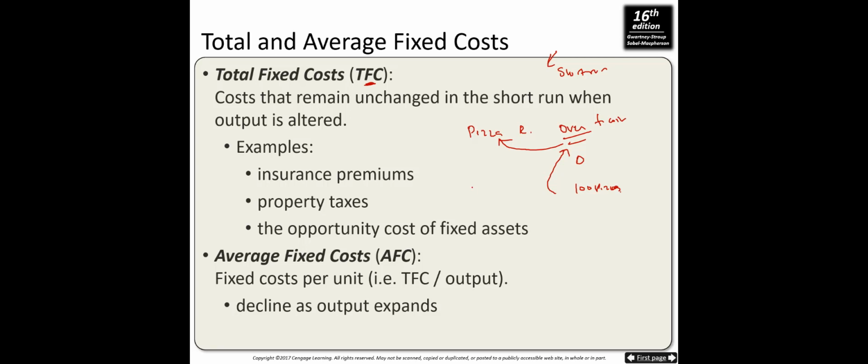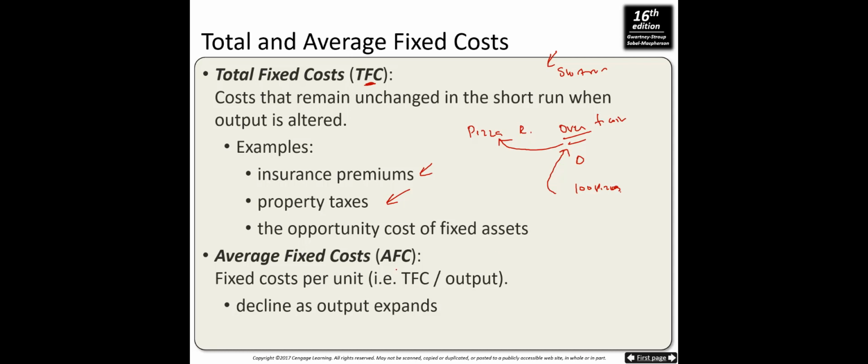Most of the physical capital is considered as fixed costs. Factory is considered as a fixed cost. Insurance premiums, no matter how many units of pizza you produce, you have to pay. Property taxes and the opportunity cost of fixed assets are all examples of total fixed costs.